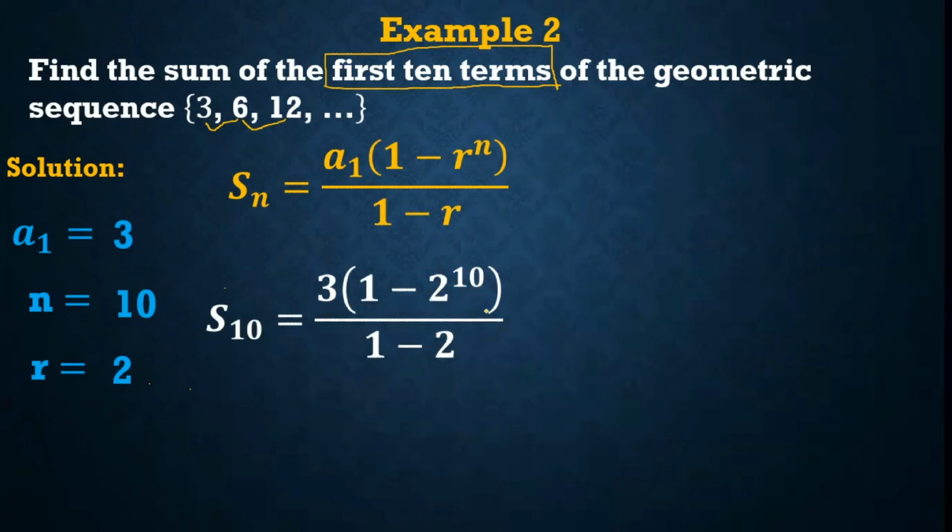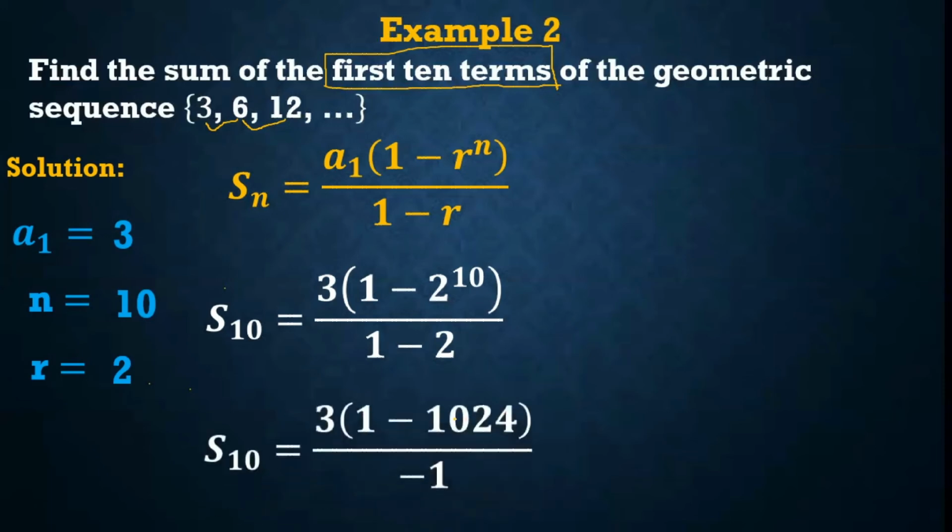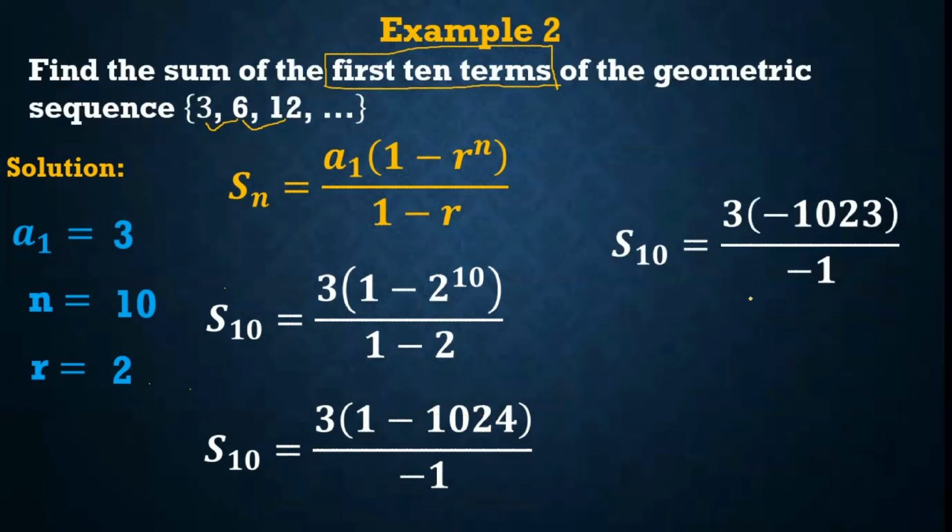Okay? So unahin po natin yung merong exponent, which is 2 raised to 10. Ibig sabihin po, yung 2 ka-10 natin i-multiply. 2 times 2 times 2 times 2 times 2 hanggang ka-10 po natin i-multiply. So the answer is 1,024. Okay, so 1 minus 1,024 divided by 1 minus 2. So unahin po natin sa loob ng parentheses, magiging 3 times negative 1,023 po siya, divided by negative 1.